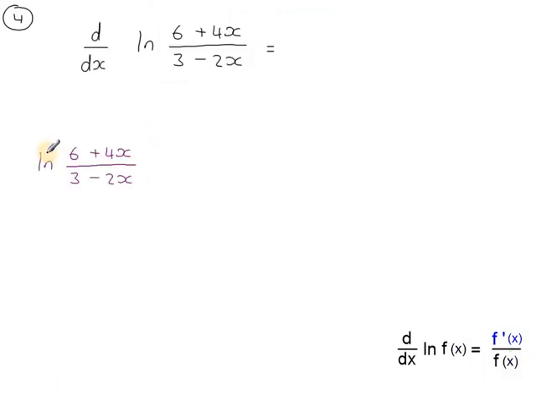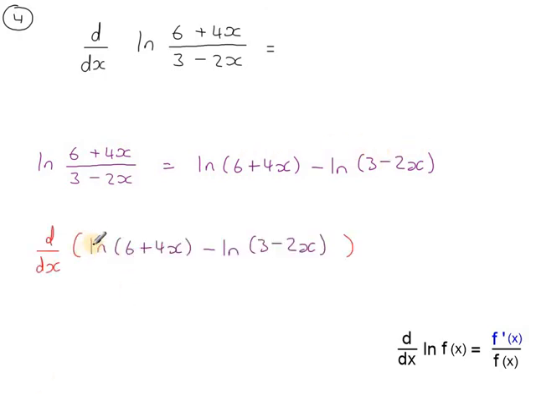Okay, so I have a single log term here, so using the division rule for logs I can write this as ln, and the 6 plus 4x from the numerator goes here. The 3 minus 2x in the denominator will give me a negative log term, and then 3 minus 2x. So instead of differentiating the left hand side, I'm going to differentiate the right hand side where I have two separate log terms and there are no more fractions, so considerably easier.